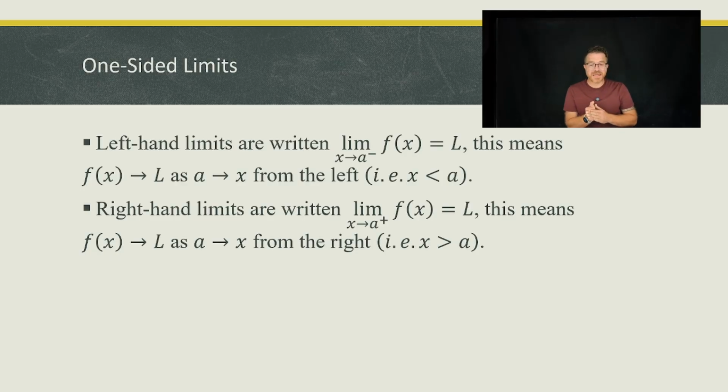The right-hand limit is written as the limit as x approaches a with a little plus sign, f of x equals L. This means that our function f of x will approach L as x approaches a from the right. That is, when x is greater than a. So there's one little typo in the slide, which is it should be x approaches a, like I said, not a approaches x like the slide shows.